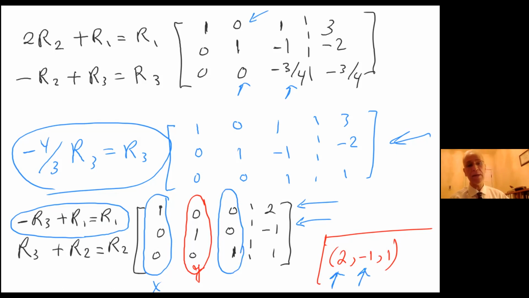And finally, the third row: 0x plus 0y plus 1z equals 1. And so z must equal 1. So remember, the 2 is my x, the -1 is my y, and +1 is the value of z. All right, thanks.